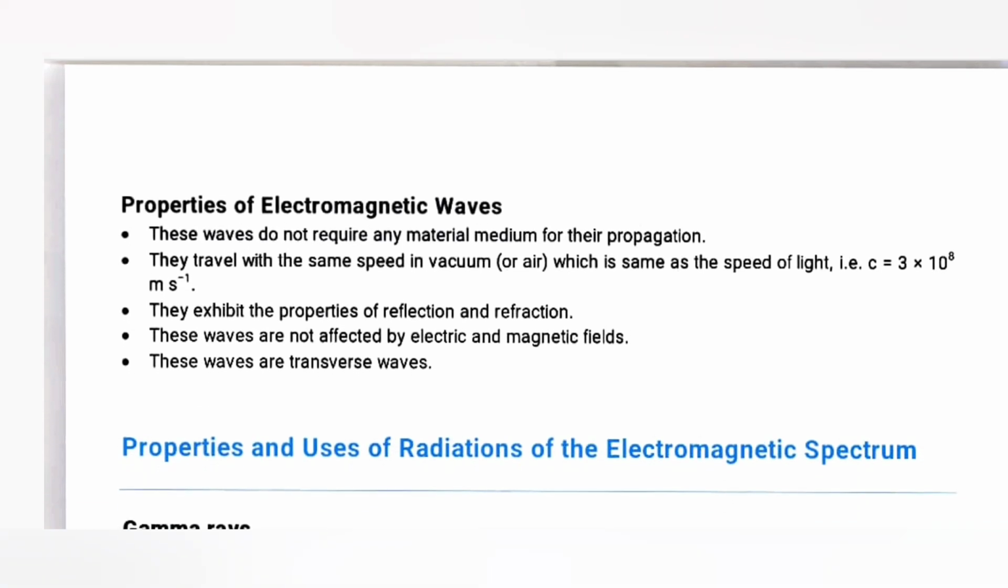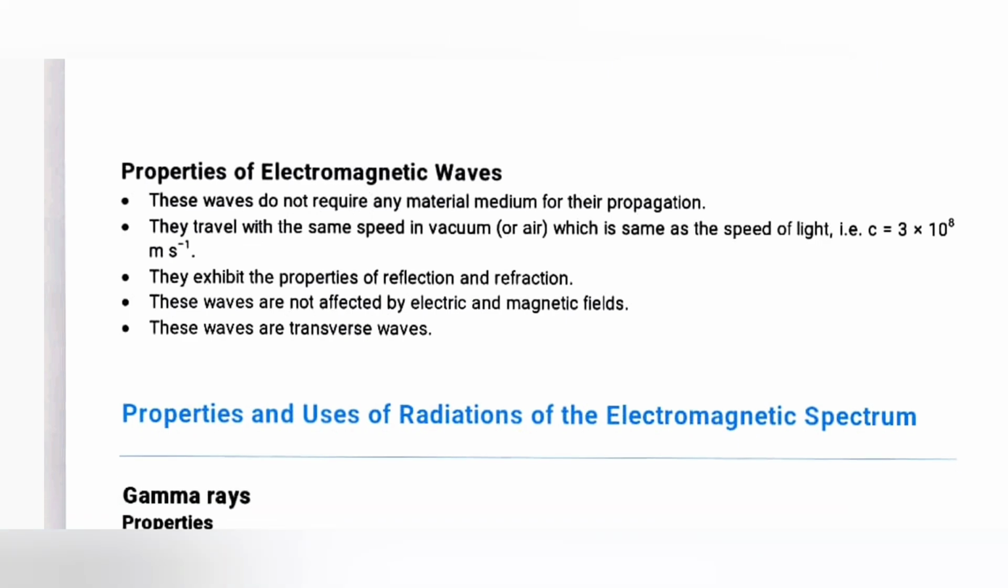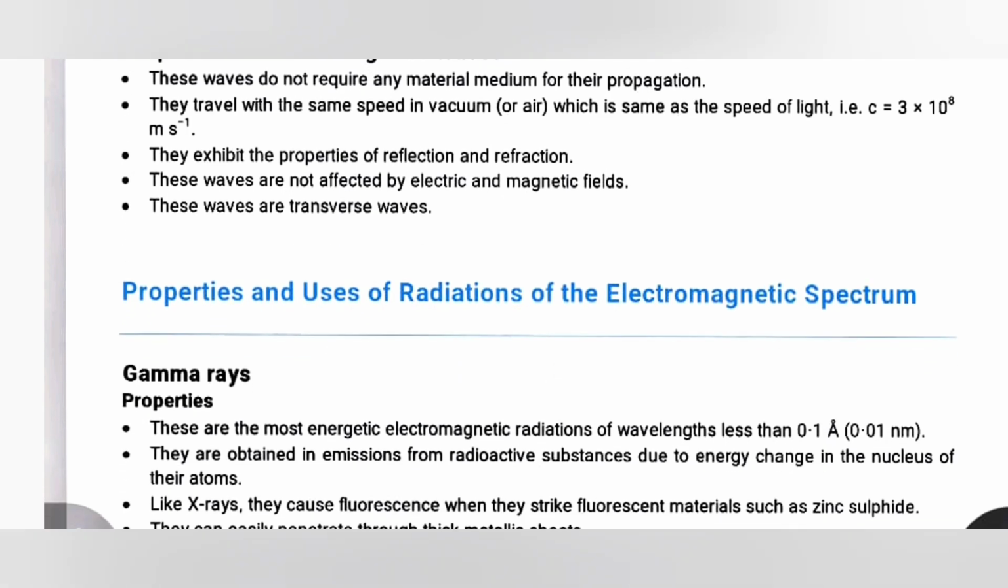These waves do not require any material or medium to propagate, as sound requires. But the sound chapter we will do in some other videos. They travel at the same speed in vacuum or air, which is the same as the speed of light, which, as you know, is 3 × 10^8 meters per second. Okay, now let's start with gamma rays.